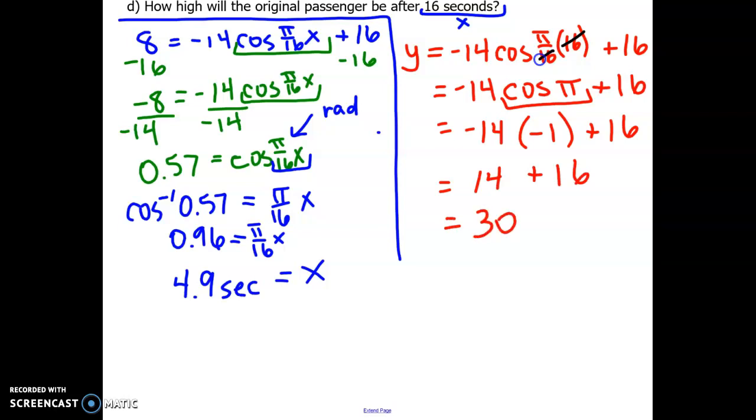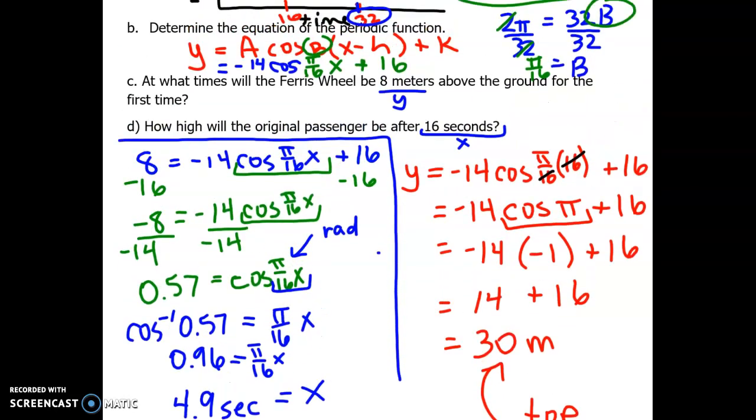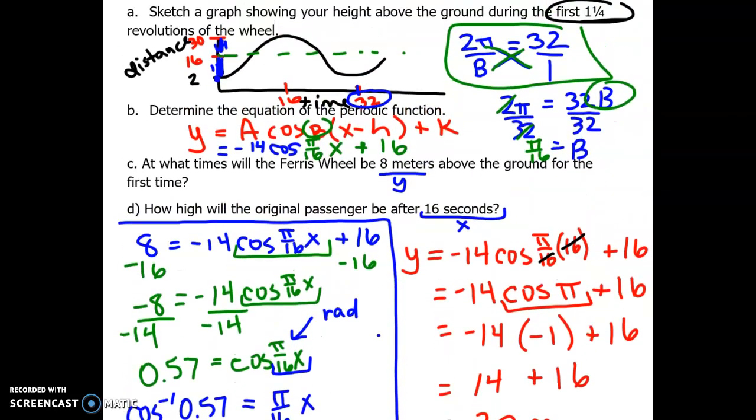So 16 seconds into the ride, you're at 30. Where's 30 on the graph? Or in the situation? 30 meters. But what part of the Ferris wheel ride is that? The top, right. This is at the top, and if you look at your graph, it should make sense that that's the top, because at 16 seconds, we said we are at the top, right? That was halfway through your cycle.